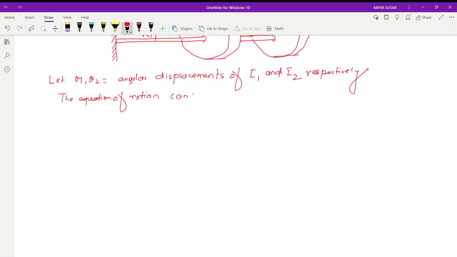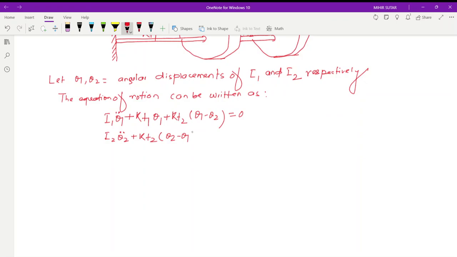The equation of motion can be written as I1 theta1 double dot plus KT1 theta1 plus KT2 (theta1 minus theta2) is equal to 0, and I2 theta2 double dot plus KT2 (theta2 minus theta1) is equal to 0. Let's say this is the first set of equations.